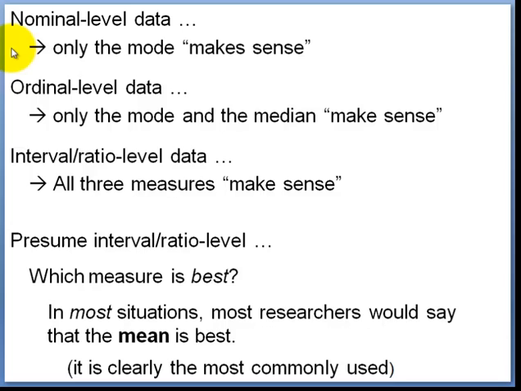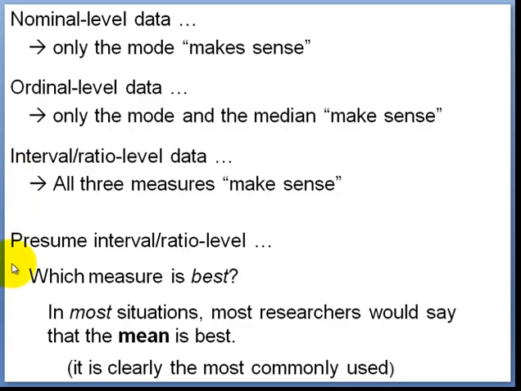Summarizing, for nominal level data, only the mode makes sense. For ordinal level data, only the mode and the median make sense. And for interval ratio level data, all three measures of central tendency make sense. This just summarizes the information in the table in a slightly different way.